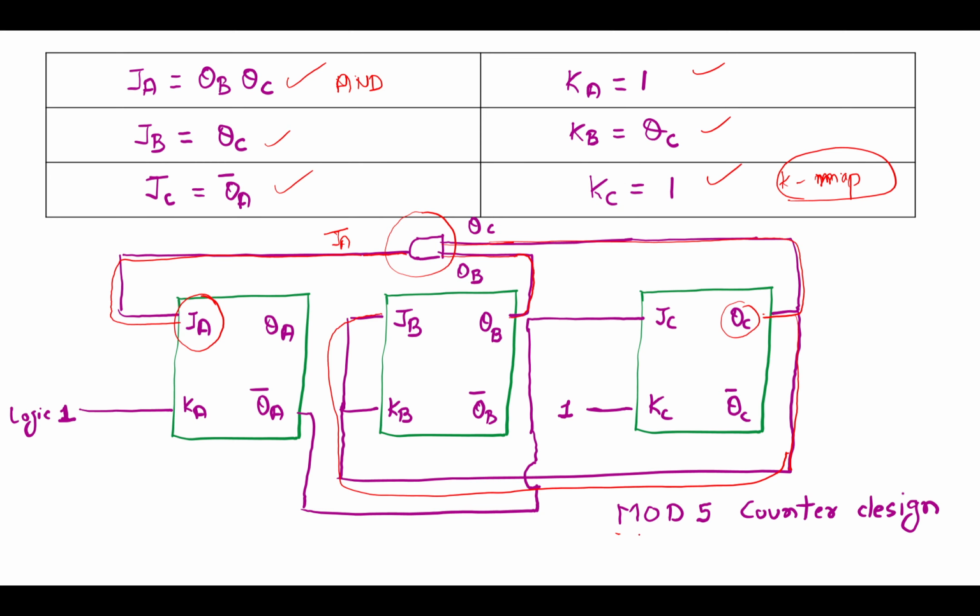Okay, and this is the final design that is known as a mod 5 counter. Okay, number of states is 5. We are counting from 0 to 1, 1 to 2, 2 to 3, and 3 to 4.